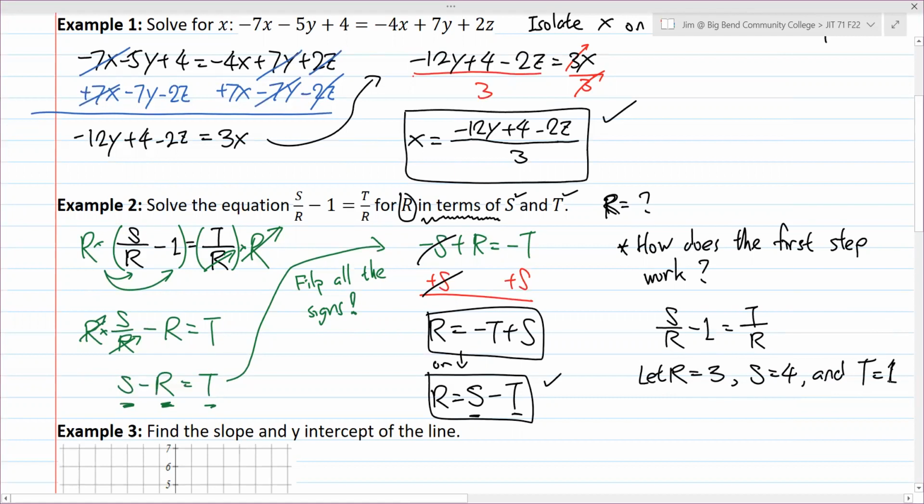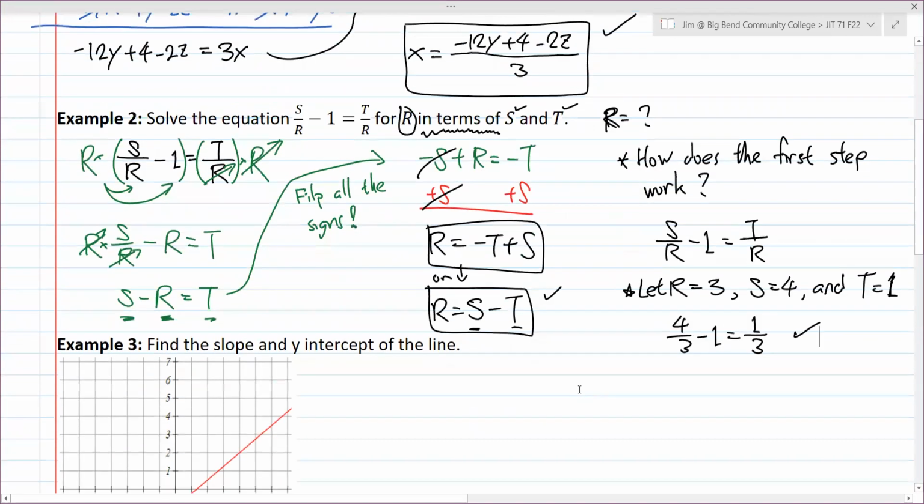Right, so I am doing this to help you understand why the method works. So plug in numbers, and then we'll have 4 over 3 minus 1 equals 1 over 3. Does it make sense? All right, so we know that this equation is right. And then let me show you the technique I just showed before.